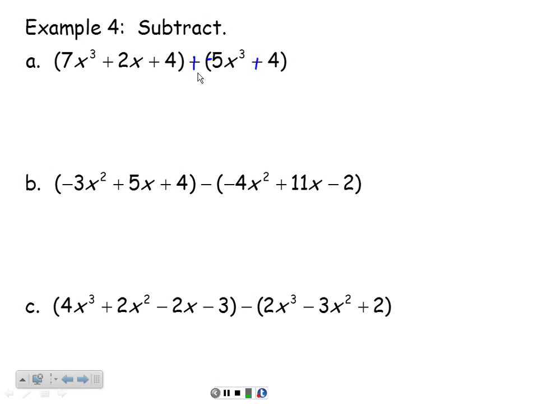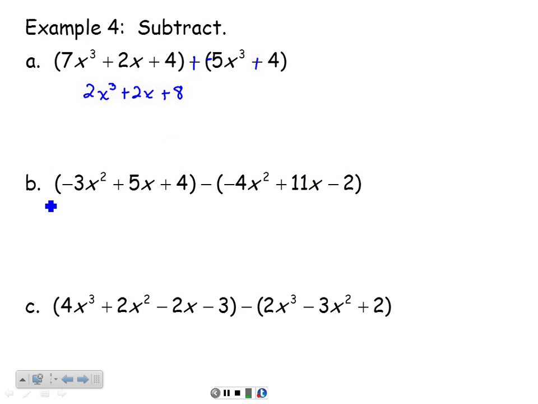And so now you're going back to just combining like terms. So you have 7x to the 3rd plus negative 5x to the 3rd, which is going to be 2x to the 3rd. I don't have anything to combine with the 2x, so I just bring it down. But now I see I have a positive 4 and a positive 4, which is plus 8. So to me, it's easier to cross the line and change the sign of everything that follows. Cross the line, change subtraction to addition, and change the sign of everything in the group that follows.